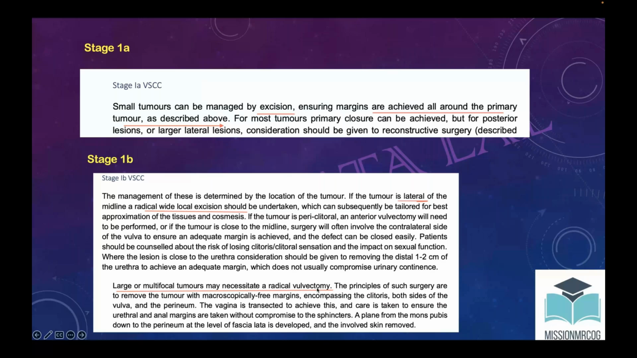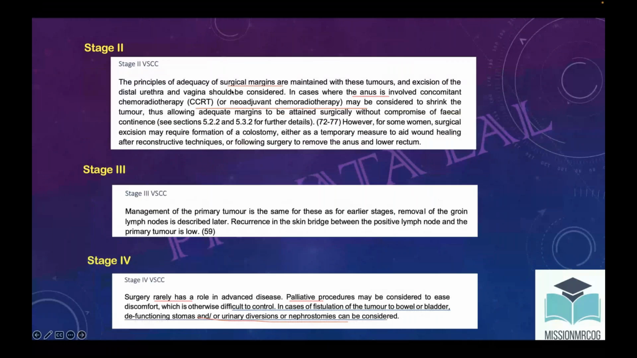Okay. Stage 2, again it is a surgical removal, but if the anus is involved, then they may consider giving neoadjuvant chemoradiation to shrink the tumor. Otherwise, if the surgery is done, it may further involve the sphincter. Okay. And stage 3, it is the same as the earlier stages, whatever way we have explained the excision and the lymph node, it is the same kind.